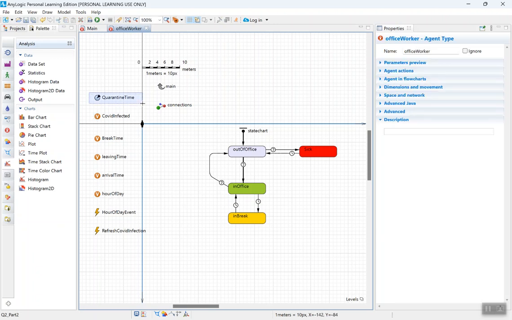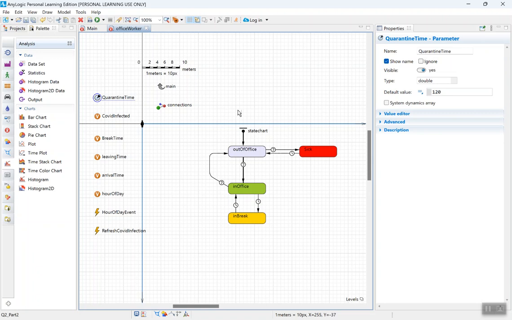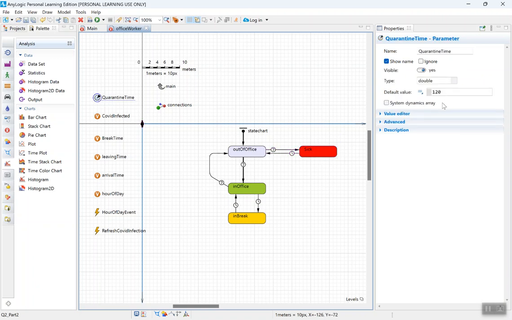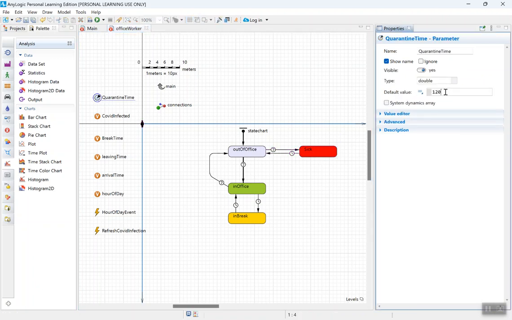And the other important parameter here is the quarantine time, and this is basically the time an agent will be in the sick state, and this is 120 hours, which is equivalent to 5 days.